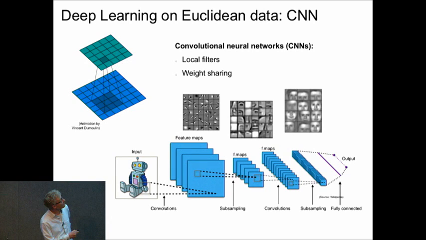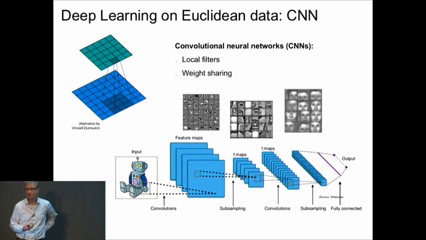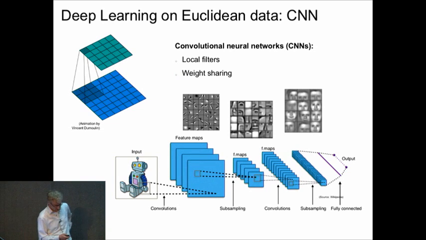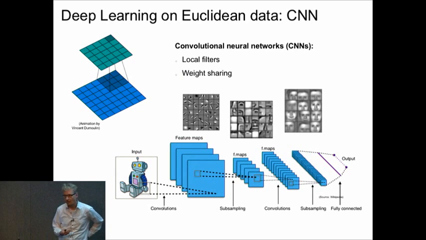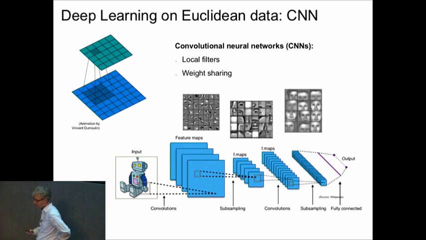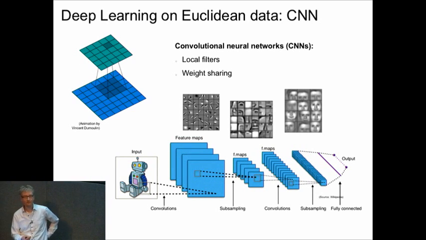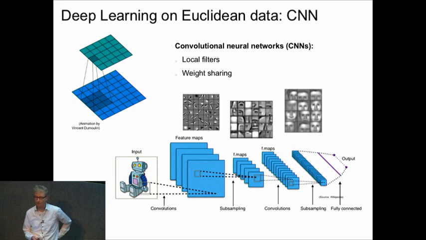What you observe is that when you learn these filters, the filters at the lower levels become edge detectors, basically very simple filters. And then as you go deeper, these filters become more abstract and start to model concepts like entire faces or parts of faces if you train them on a face data set.